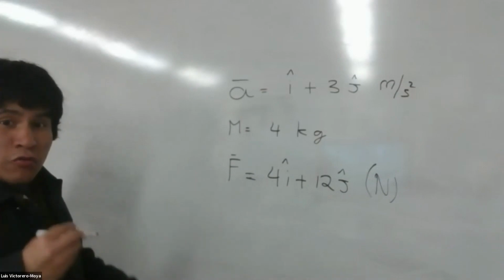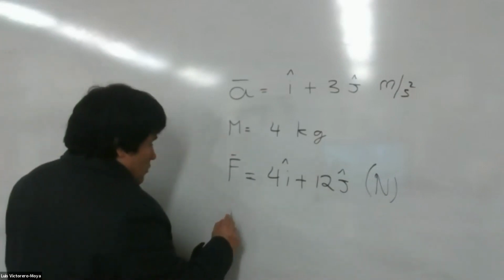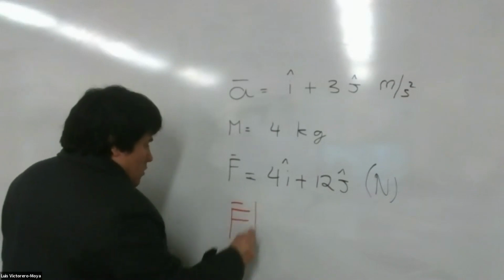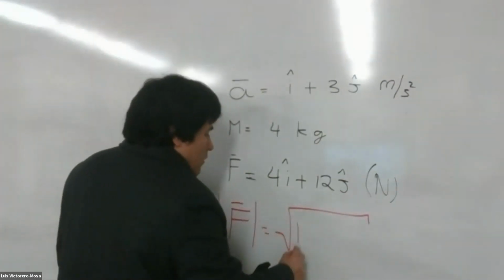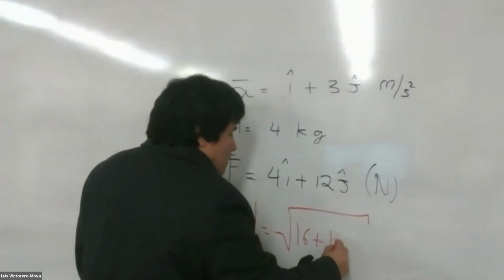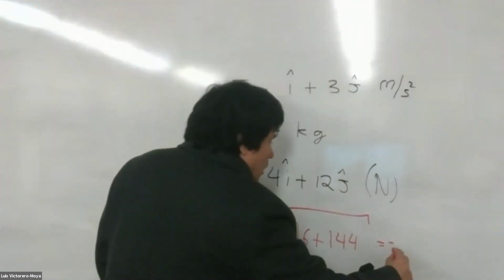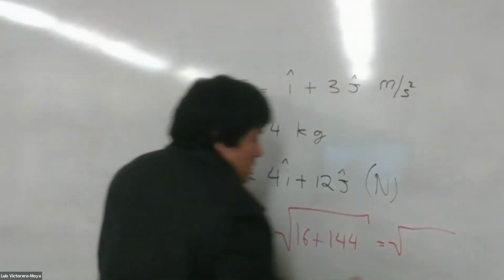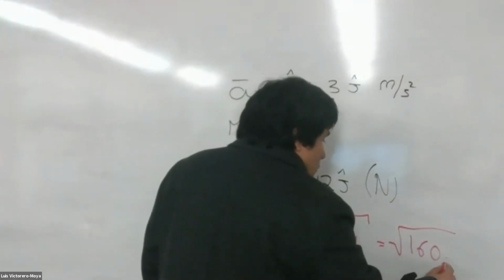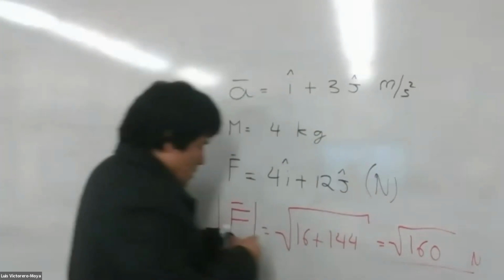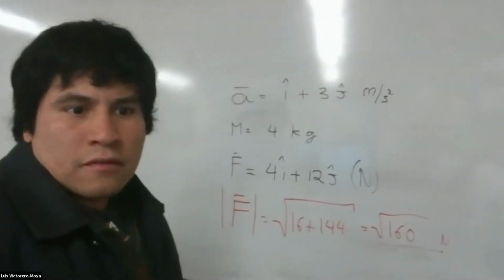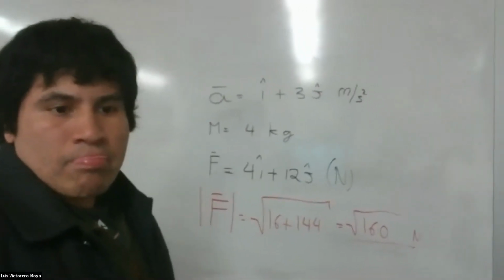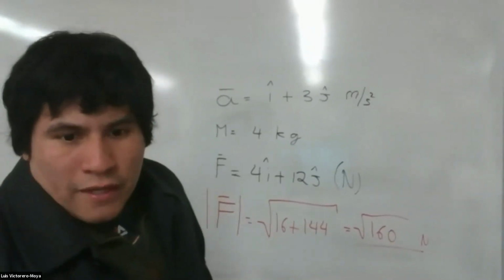The magnitude of the force will be the square root of 4 squared plus 12 squared, which will give me the square root of 160, right? Newtons. So that should be easy for that question. Let's try to get more out of this. So that should be it, right?